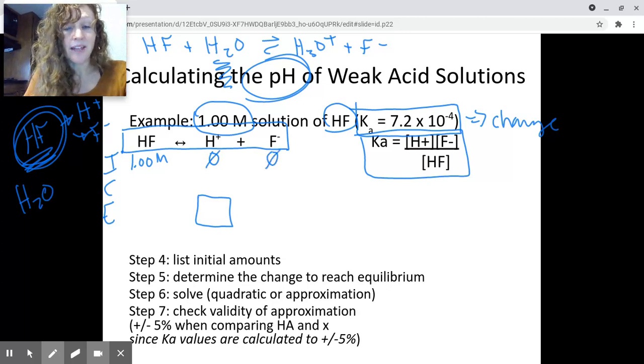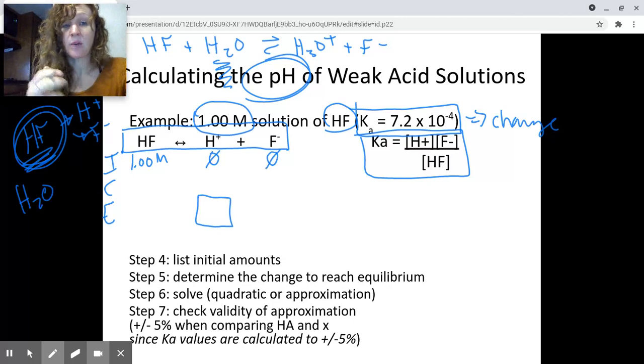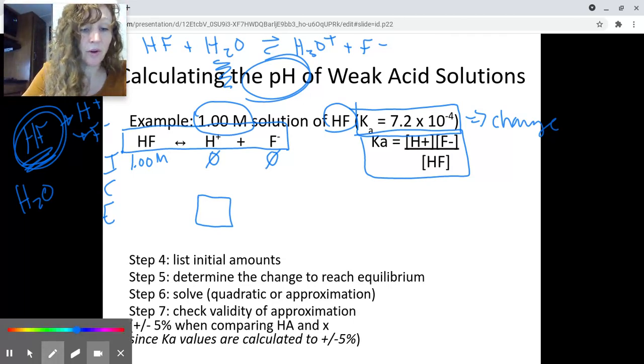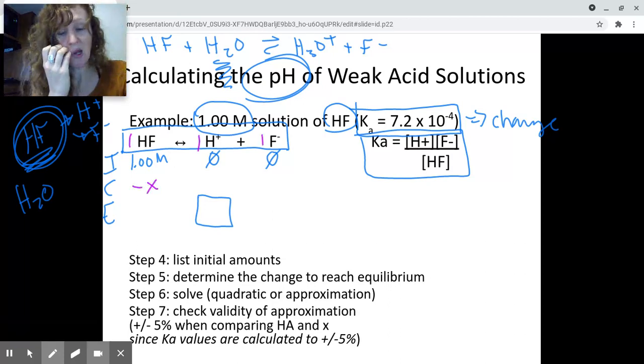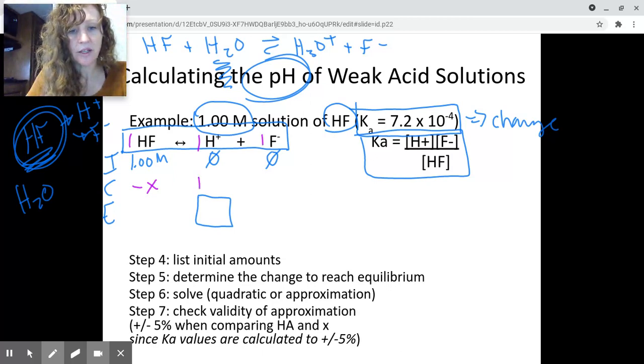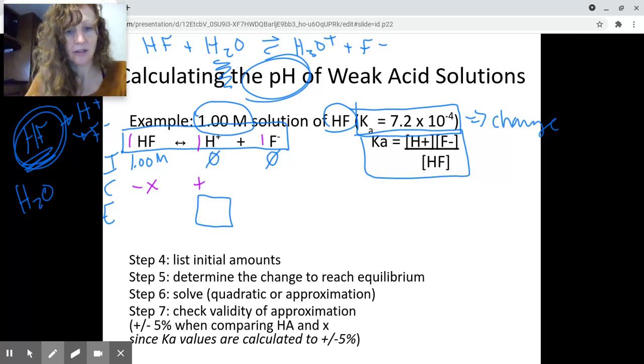And now I get to my change. So how much of my HF am I going to dissociate, or how much of the HF is going to react with water to produce ions? Well, we don't know that. So we have to use an X. And since it's a 1:1:1 ratio, if I lose one HF molecule, it falls apart into one hydrogen and one fluoride.